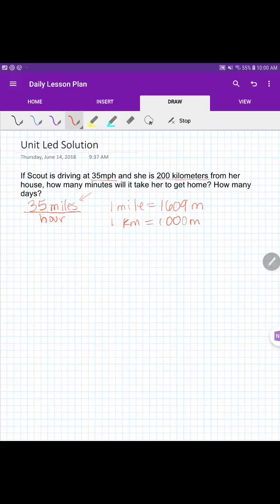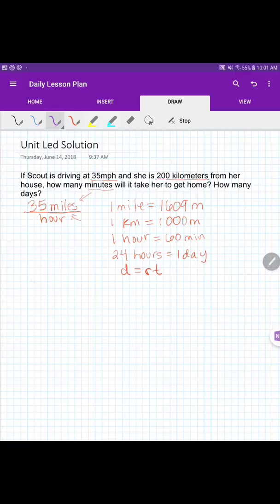Some other important conversion factors we're going to need would be 1 hour equals 60 minutes, because we have hours here and we want to get minutes. And then also days, and to go from hours to days, you've got 24 hours in one day. We're also going to be using an equation in this problem towards the end. And that equation is distance equals rate times time.